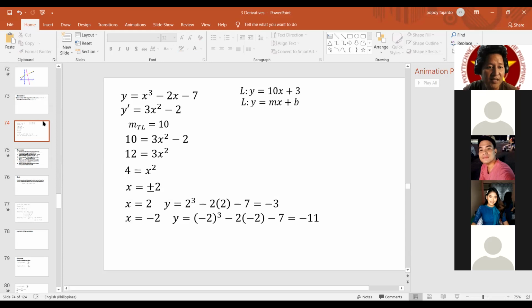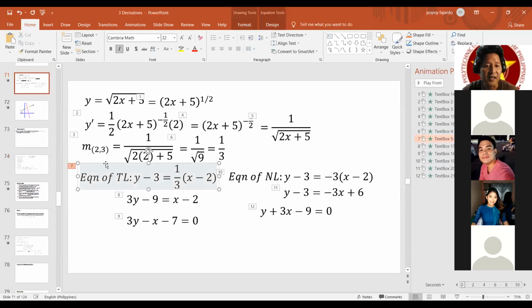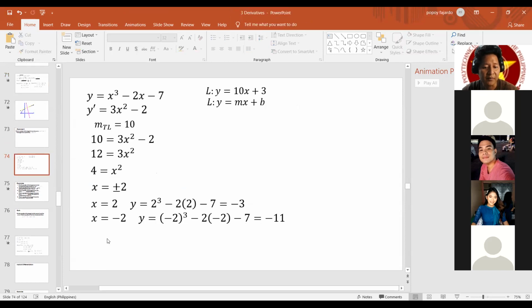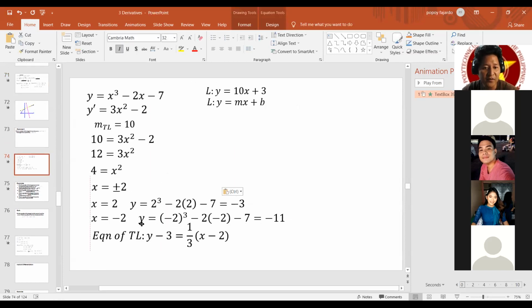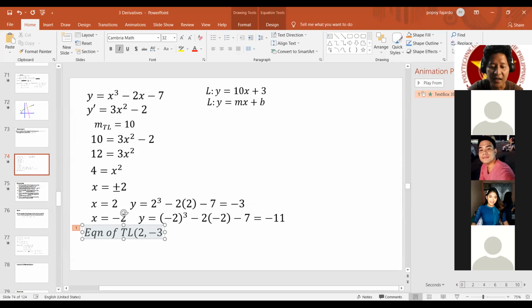So to find the equation of the tangent line, okay, copy lang natin ito. Balik tayo mag-type. So the equation of tangent line, dun muna tayo dun sa isa. At the point, ano yung point natin dito? Yung x equals 2 and then y is -3. So ano yung magiging equation natin? So again, y minus, ano yung y sub 1 natin? Ang y sub 1 natin dito ay -3. And then this will now be equal to what? Ano yung slope natin? Ang slope is equal to 10. Multiplied to x minus, ano yung x sub 1 natin?